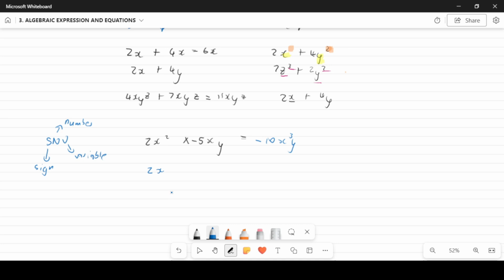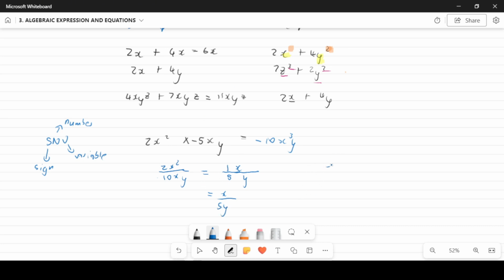2x squared over 10xy. Right, very simple. 2 divided by 10, most people say 5, but it's 1 over 5. Remember that. Both the signs are positive, and positive divided by positive is a positive. 2 divided by 10 is 1 over 5. X squared divided by x is x, and y will just remain there. So therefore our answer is x over 5y. Very, very simple idea.